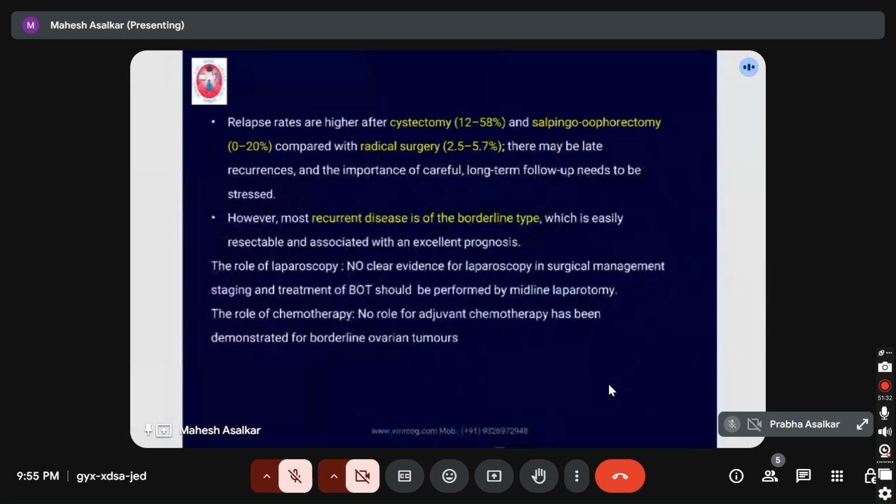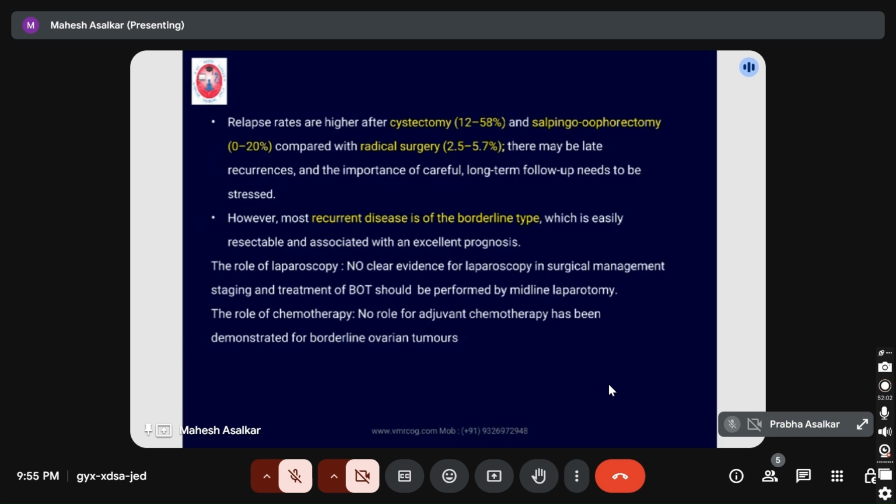Then what are the relapse rates? If you carry out cystectomy only, then there is a high chance of relapse, around 12 to 58%. If you carry out salpingo-oophorectomy, there is a relatively lower, 0 to 20% chance of relapse. But if you do the radical surgery, that is everything, TH, BSO, omentectomy, and peritoneal washings are taken, then the risk of relapse is less, around 2.5 to 5.7%.